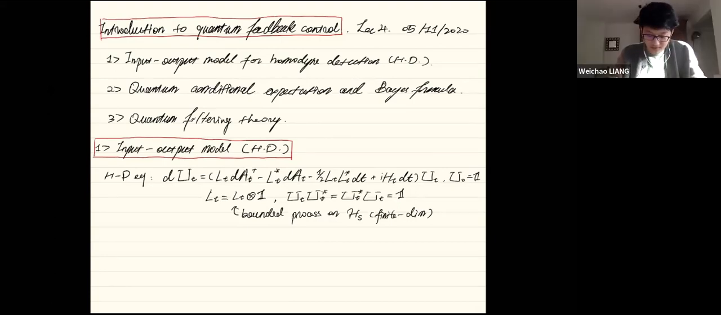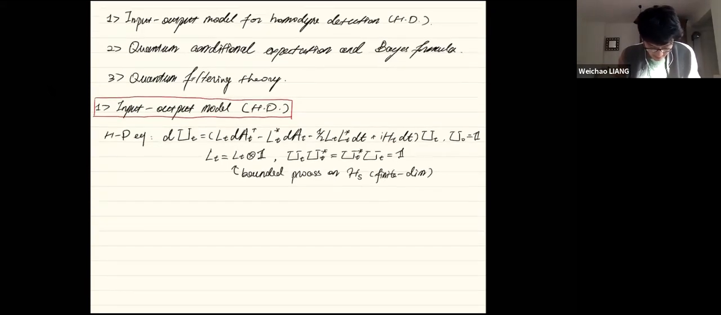Okay, perfect. So today we will continue to introduce quantum feedback control. The last time I introduced several parts of the input-output model for the homodyne detection. Today I will finish this part and introduce the quantum conditional expectation and Bayes formula, not a general one, but just some special case. And if we still have some time, I will continue to introduce the quantum filtering theory, which is the final purpose for the first chapter.